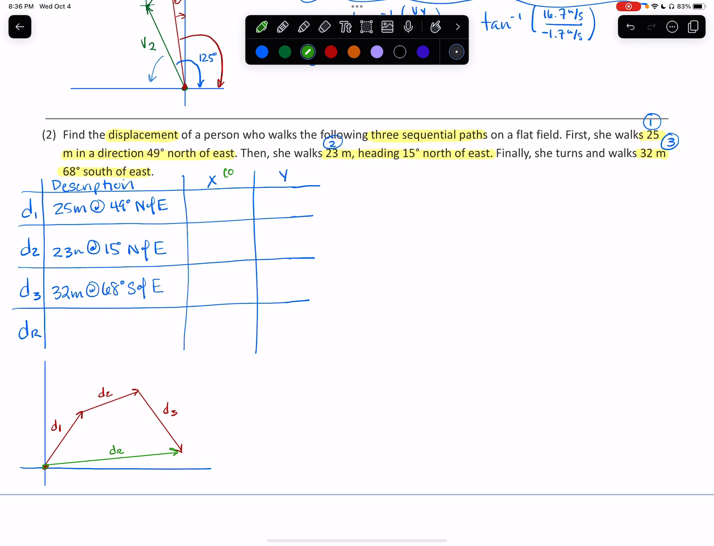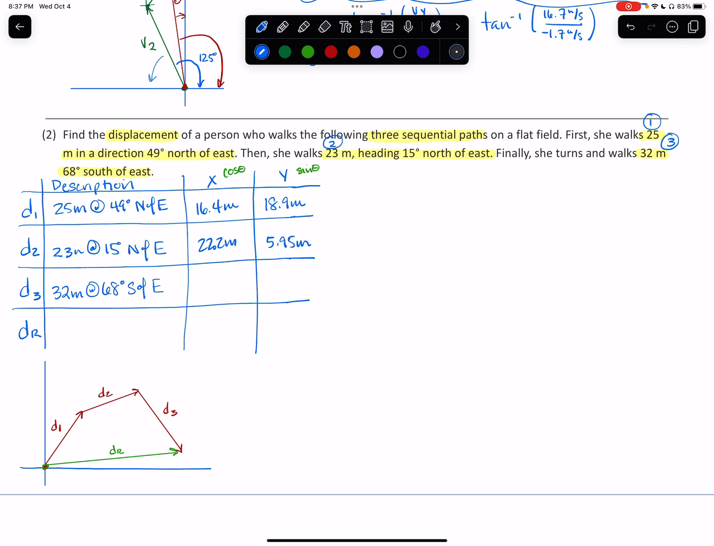So again, we're going to use the cosine function for our x components and the sine function for our y. All right, so 25 meters times the cosine of 49 is 16.4 meters. And the sine version is 18.9 meters. All right, 23 meters times the cosine of 15 degrees is 22.2 meters. And then 23 meters times the sine of 15 degrees is 5.95 meters.